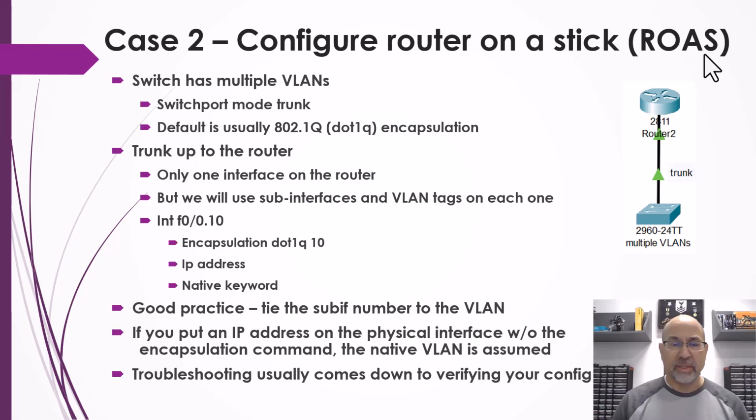now the native VLAN. If you put an IP address on the physical interface, which is not normally what we would do, but if you put an IP address there, then the assumption is that that is where the native VLAN is going to connect, right? Unless you changed it, as we just talked about. Now, troubleshooting these things usually comes down to verifying your config, right? Stepping through everything. So let's take a look at that right now.